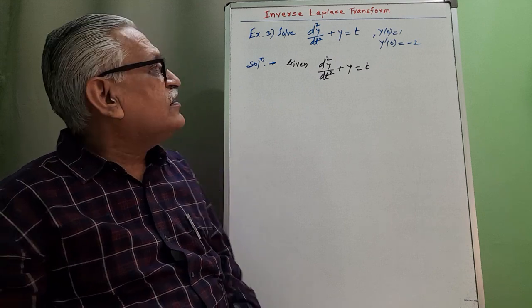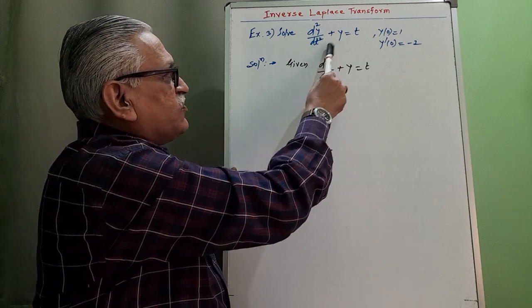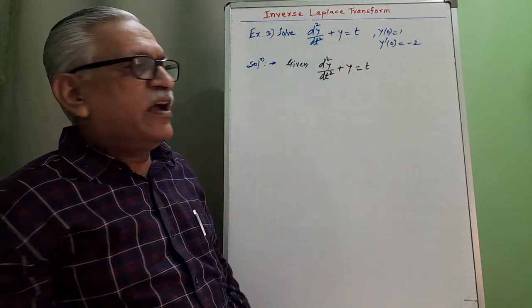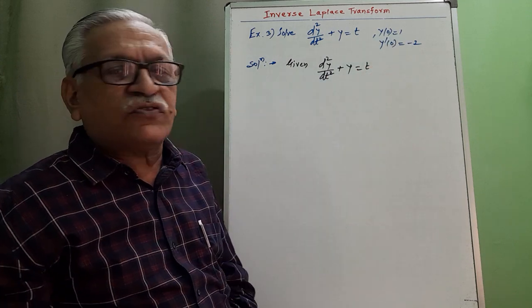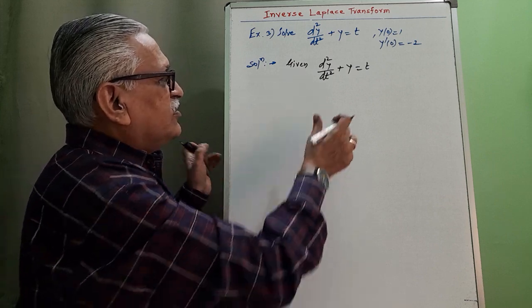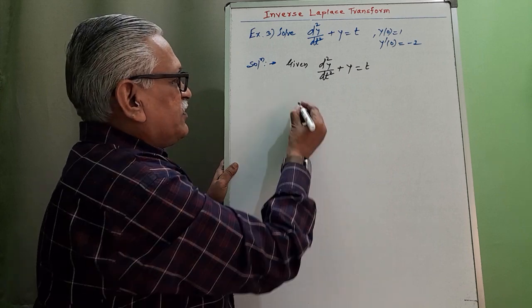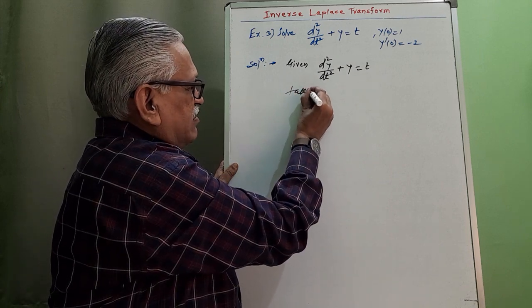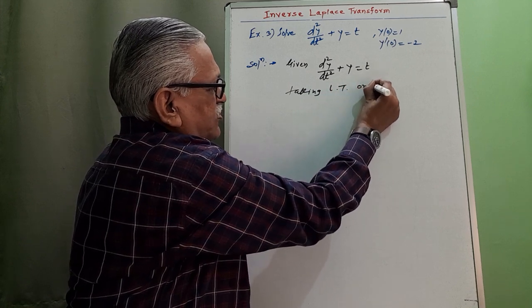Example number 3rd. Solve this differential equation, d2y by dt square plus y is equal to t, and the conditions are y of 0 equal to 1 and y dash of 0 is equals to minus 2. And therefore, to solve this, we have to take the Laplace transform on both sides. First step, taking Laplace transform on both sides.